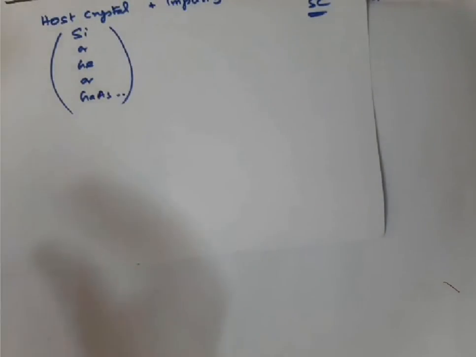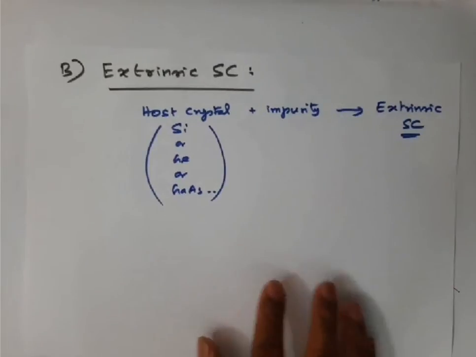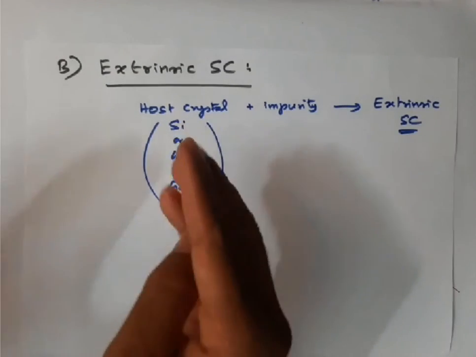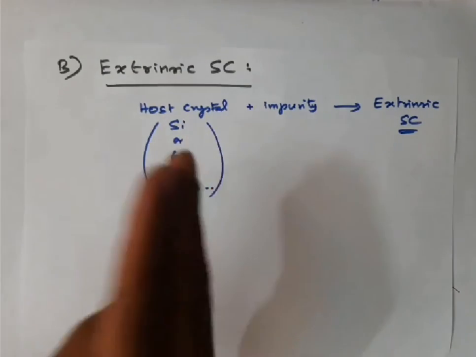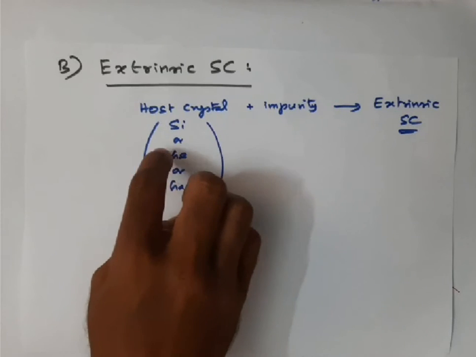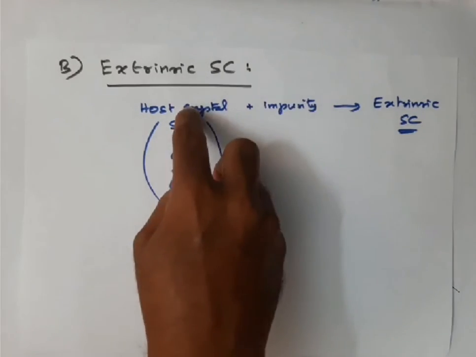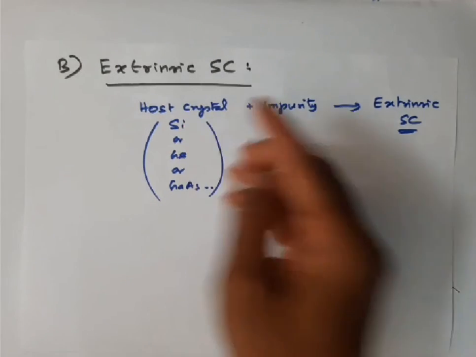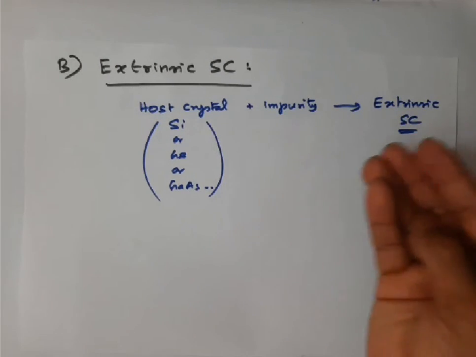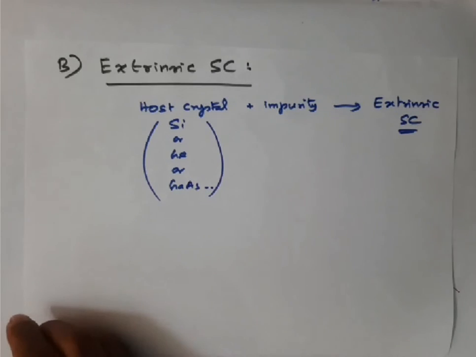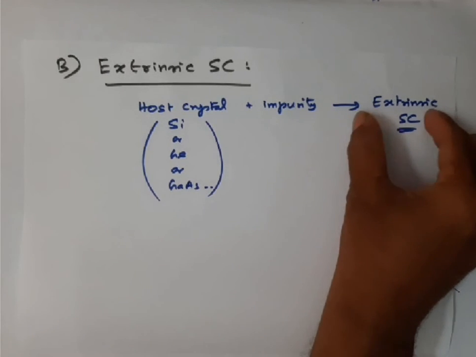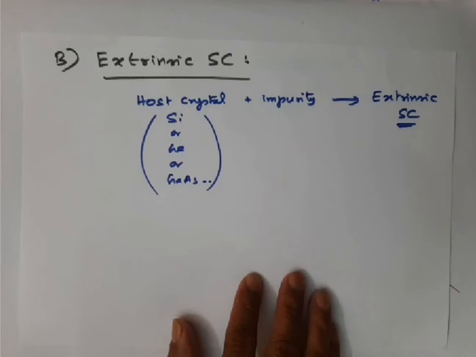Now I'll go back to extrinsic semiconductor. In extrinsic semiconductor, I have told you, you take a host crystal. Host crystals are also semiconductors, but they are all intrinsic. Now I am going to add some impurity. Because of the addition of impurity, what will happen? Conductivity of the material increases. We call those materials extrinsic semiconductors.